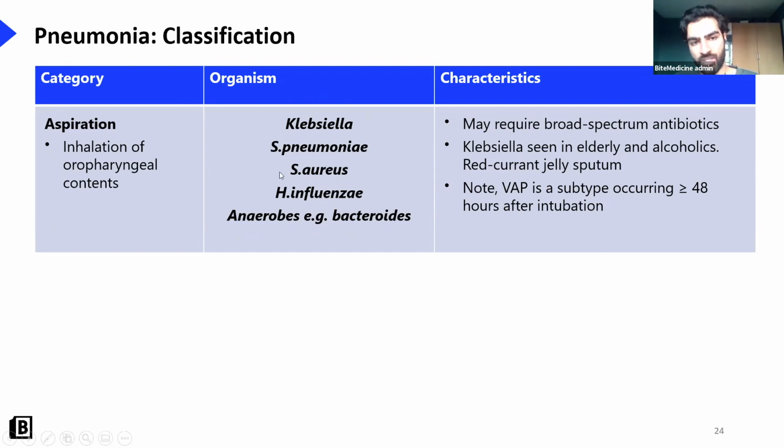And these can be tricky to treat. They may require broad spectrum antibiotics, and you need to make sure you cover anaerobic bacteria with your antibiotics. So when you're choosing your antibiotics, make sure that you're covering for a broad range of bacteria as well as anaerobic bacteria. We'll come on to which antibiotics you choose. Sorry, ignore this line about VAP. That was carried over from the last slide.